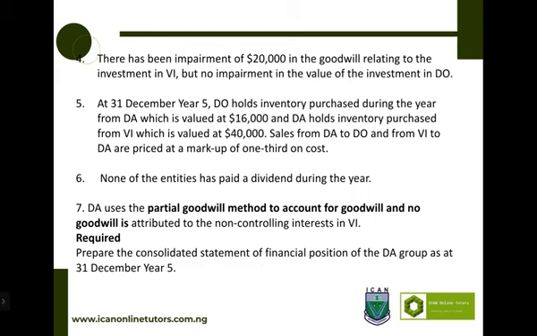None of the entities has paid a dividend during the year, and they use the partial goodwill method to account for goodwill, and no goodwill is attributed to the non-controlling interest in V. My dear professionals, you are required to prepare the consolidated statement of financial position of the group as at 31st of December year 5.